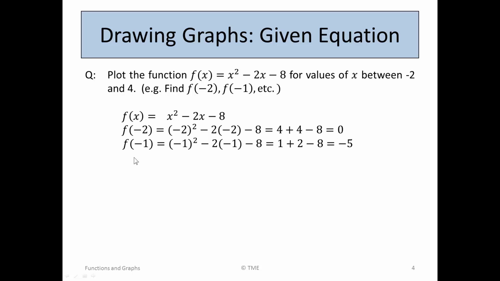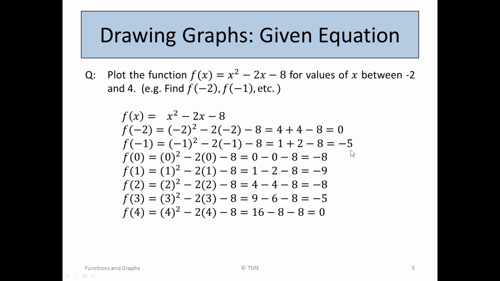Now let's look at the next point, f of minus 1. Substituting minus 1 in for x, for x squared we get minus 1 squared. For minus 2 times x, we get minus 2 times minus 1, and minus the 8. Expanding it, minus 1 by minus 1 is 1. Minus 2 by minus 1 is plus 2, and the minus 8 carries on. Resolving now, 1 plus 2 is 3, minus 8 is minus 5. So when x is minus 1, f of x, or the y, is minus 5.